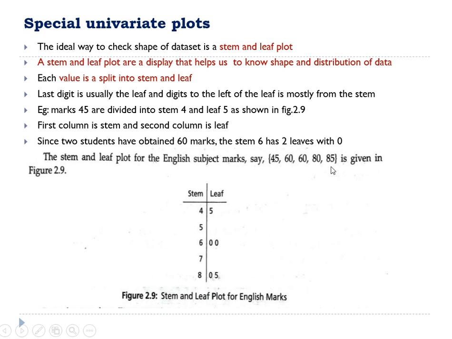For 60 marks, you can observe that there are two students who have got 60. So the stem 6 will remain the same, but it will have two leaves, 0 0, because there are two students. And you have two marks again, 80 and 85. You will have only one stem, 8, and the two leaves will be 0 and 5. This is how you plot the stem and leaf plot. We are dividing the value into two things, stem and leaf.